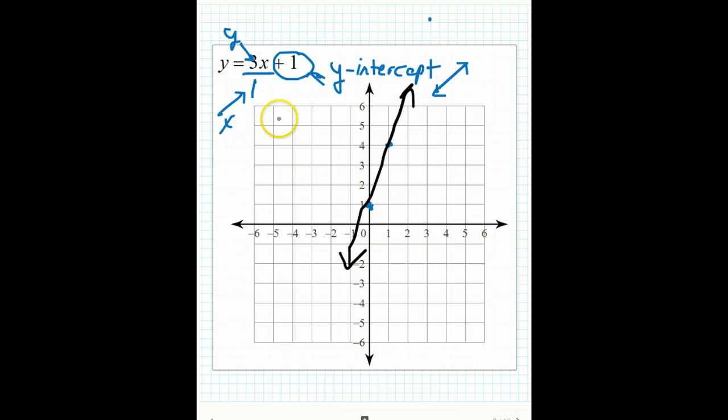Alright, so that's it. That's what happens if you need to graph an equation where you have a y-intercept and a slope. So slope-intercept form, and how do you graph it. Next up is what happens when it's not in that form, and what do I do.